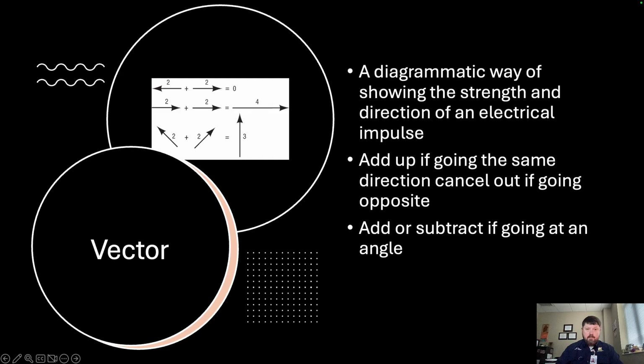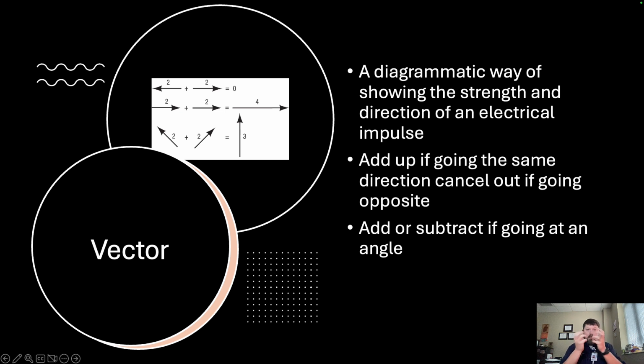and the ground. So a vector is actually a physics term, and basically a vector is a diagrammatic way of showing the strength and direction of an electrical impulse. And so you've got to put that into perspective with the heart. You've got to have an electrical impulse. You've actually got to have many electrical impulses that essentially combine together to create what's called the axis of conduction. You add up the vectors.